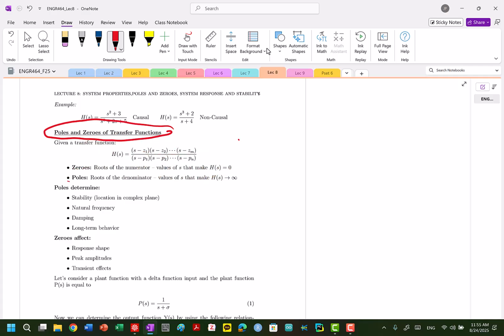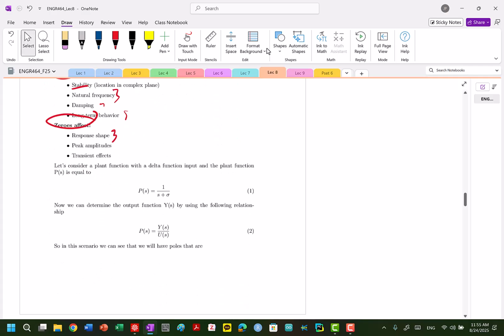The poles are actually the most important. Zeros are important. You can tune that to change some response, but the poles are critical. Poles are going to determine our stability, which makes sense because our transfer function goes to infinity, at least mathematically. So poles will determine stability, frequency, damping behavior, lots. Zeros will affect response shape and all these other things.